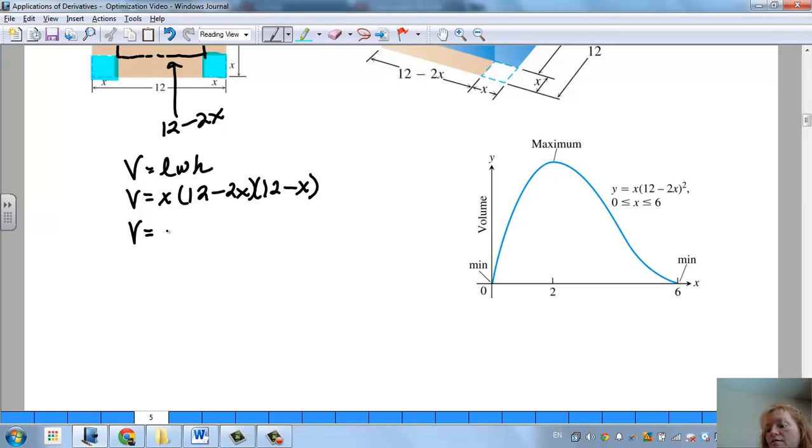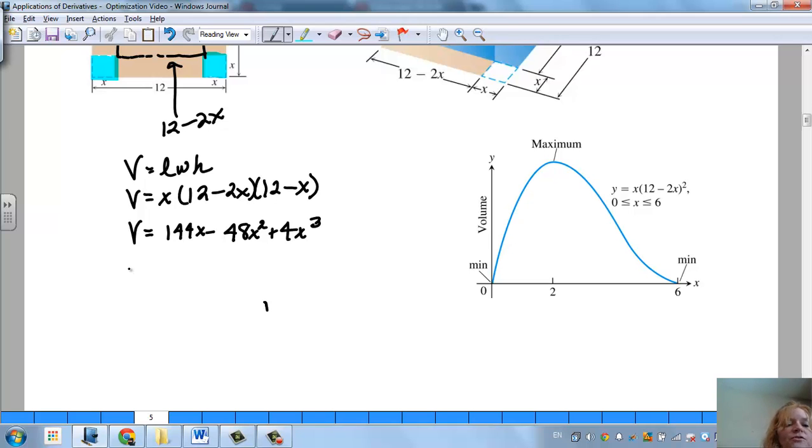So I have 144x minus 48x squared plus 4x cubed when I get all done. I multiplied those two parentheses first and then multiplied them all by x.